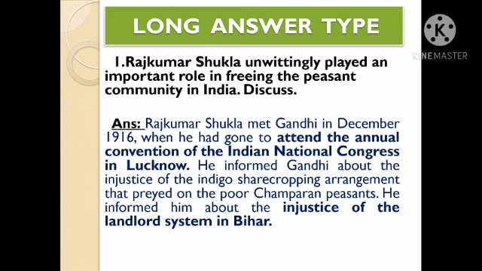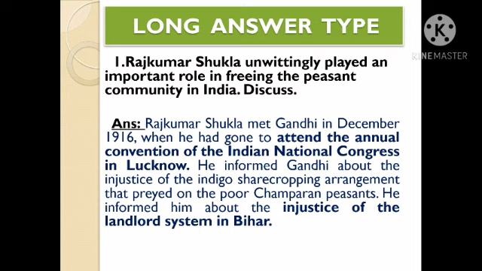Question number 1. Rajkumar Shukla unwittingly played an important role. Unwittingly means unknowingly. He played a very important role in freeing the peasant community in India. Freeing means to release. Answer: Rajkumar Shukla met Gandhi in December 1916 when he had gone to attend the annual convention of the Indian National Congress in Lucknow. He informed Gandhi about the injustice of the indigo sharecropping arrangement that preyed on the poor Champaran peasants. He informed him about the injustice of the landlord system in Bihar.